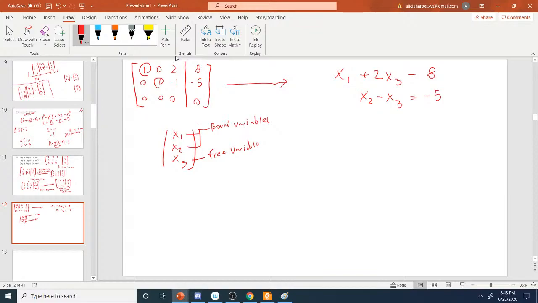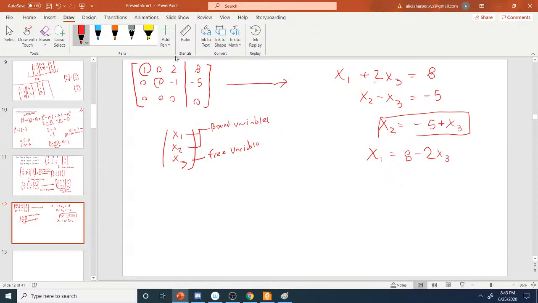So now we can go about the back substitution process. First thing we do is we try to solve for the bound variables in terms of the free variables. So we set x2 to be equal to -5 minus x3, or plus x3. And then we could use this to back substitute in here, but because there's no x2, we don't really have to do anything. So we would get x1 is equal to 8 minus 2x3.